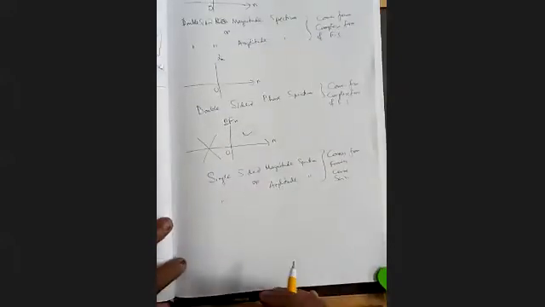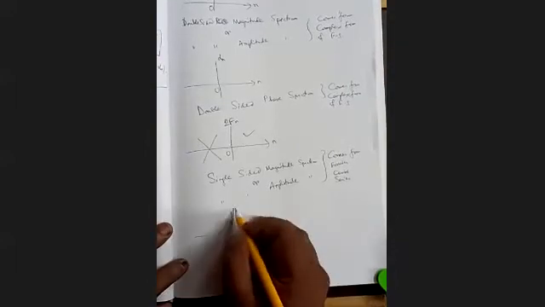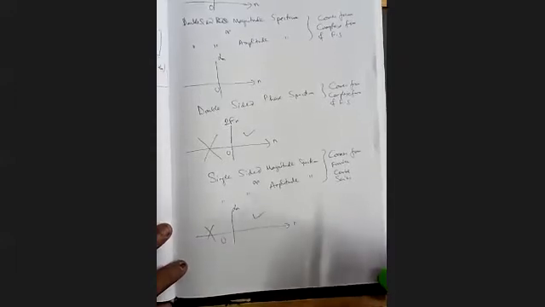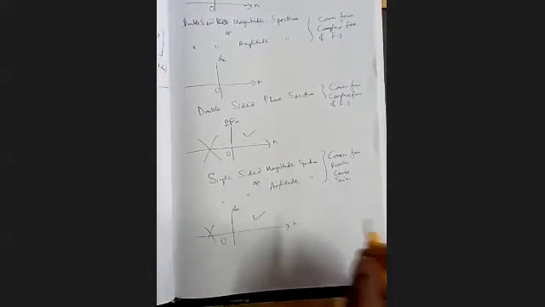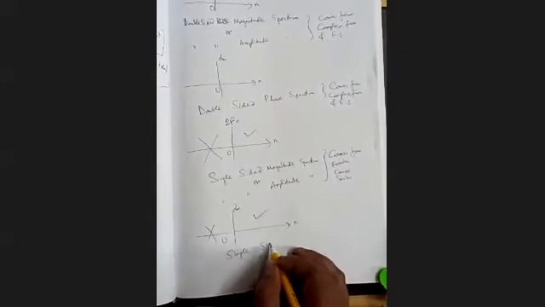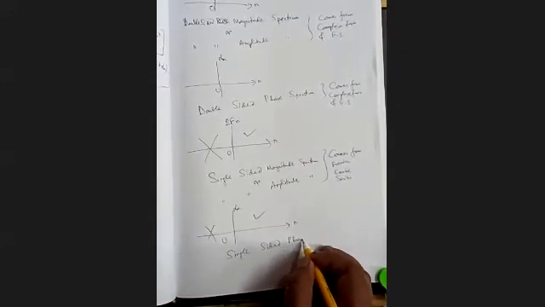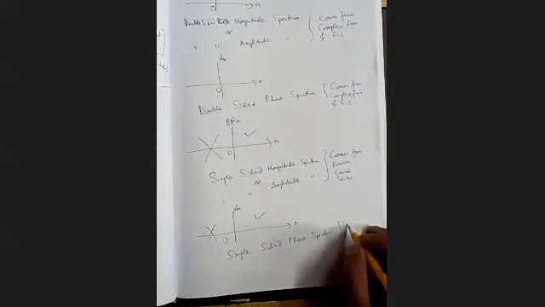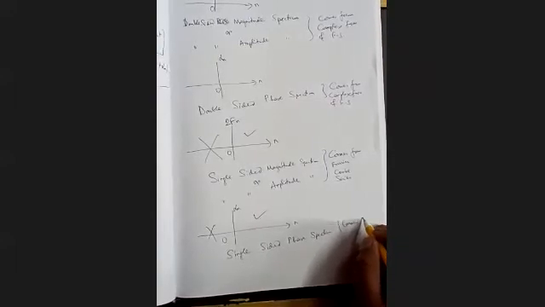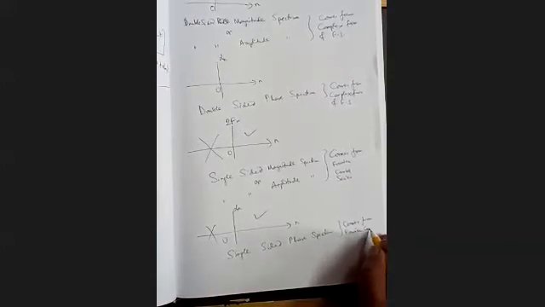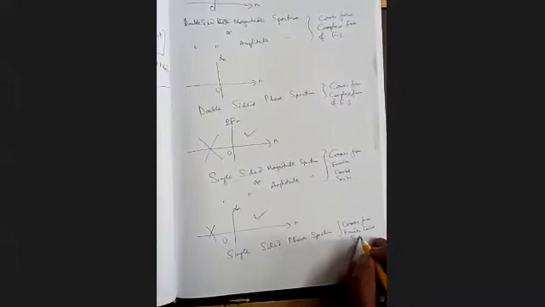Okay. And if we plot alpha n versus n, here also only one side. So it is single-sided phase spectrum. It also comes from Fourier cosine series.